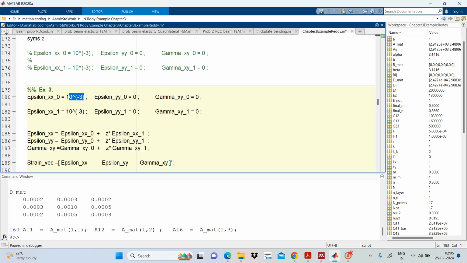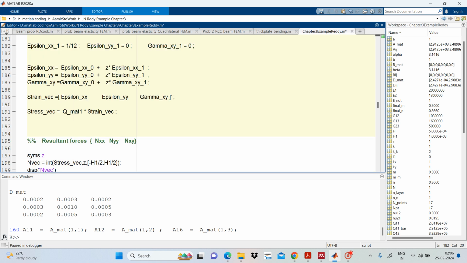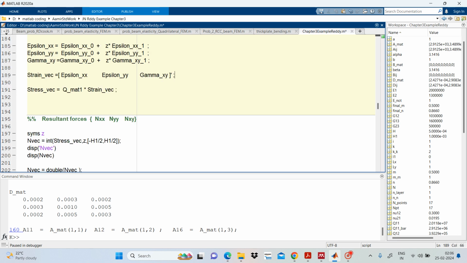For this example, epsilon naught xx is 0, epsilon naught yy is 0, gamma naught xy is 0, but epsilon xx1 is 1 divided by 12. This is the value we have. Therefore epsilon xx would be epsilon xx naught plus z times epsilon xx1, and epsilon yy and gamma xy are 0. Now stress is nothing but the Q matrix times the strain vector, with the formula written here.